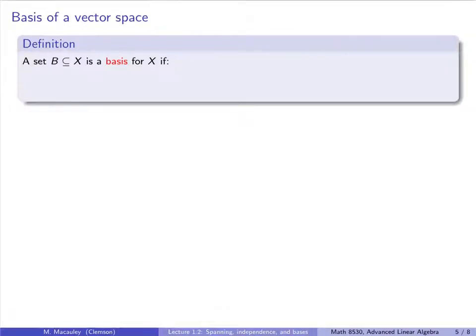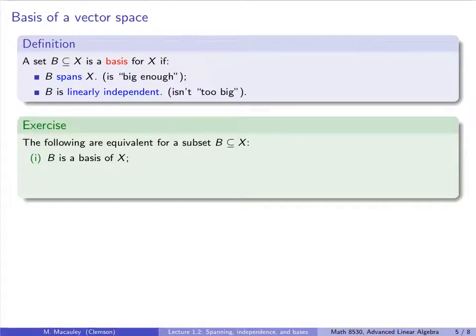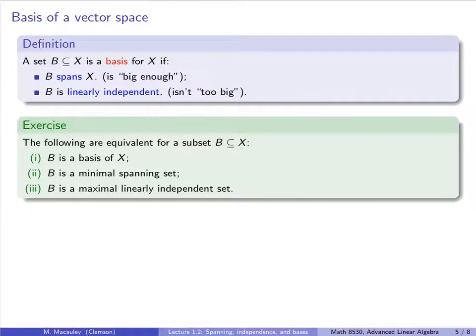Now we come to the definition of a basis. There's not much to say other than a set B is a basis of X if it spans X, so it's big enough to generate, and it's linearly independent, so it's not too big. As an exercise, something I recommend doing, the following are equivalent conditions for a subset of X. The first one is that B is a basis of X. That is equivalent to B being a minimal spanning set of X. And finally, B is a maximal linearly independent set.